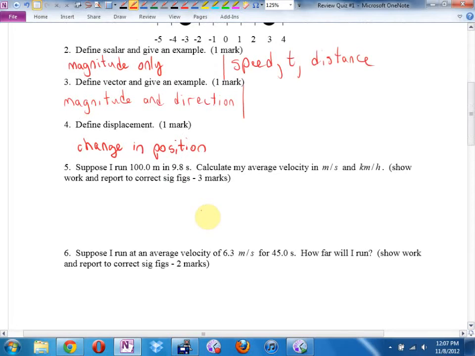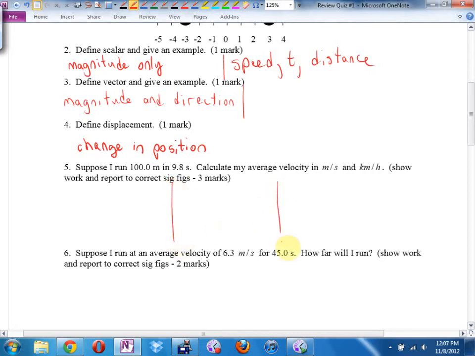Number 5, suppose I run 100 meters in 9.8 seconds, calculate my average velocity in meters per second and kilometers per hour. It says show work and report to correct sig figs. I'm not going to freak out on sig figs. I will freak out on units, though. If you're missing units, you're going to lose a half mark each time.